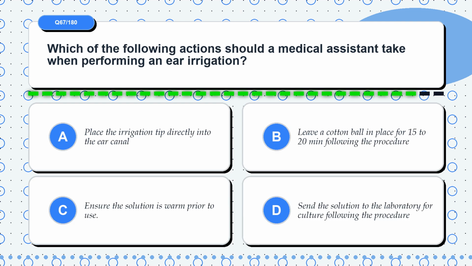Question 67. Which of the following actions should a medical assistant take when performing an ear irrigation? Here are the options. Option A. Place the irrigation tip directly into the ear canal. Option B. Leave a cotton ball in place for 15 to 20 minutes following the procedure. Option C. Ensure the solution is warm prior to use. Option D. Send the solution to the laboratory for culture following the procedure.